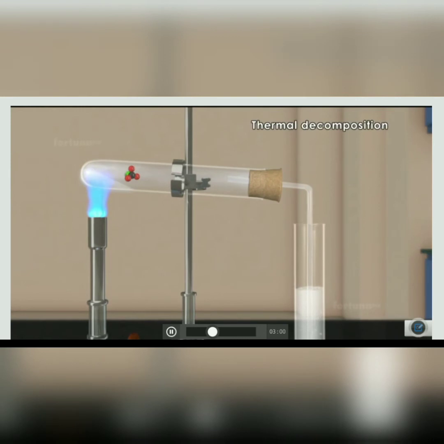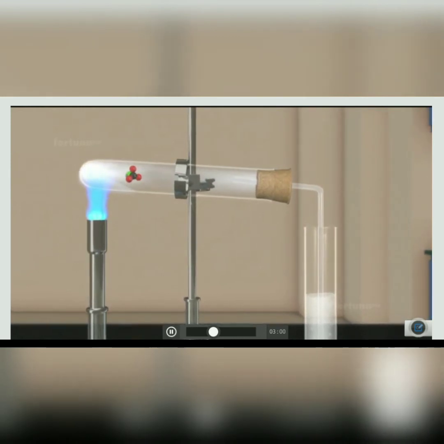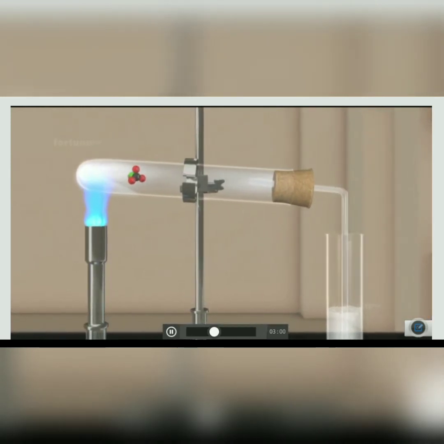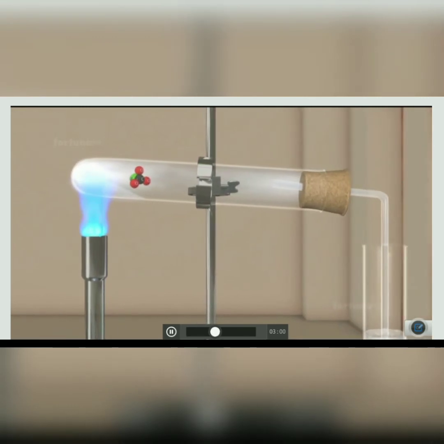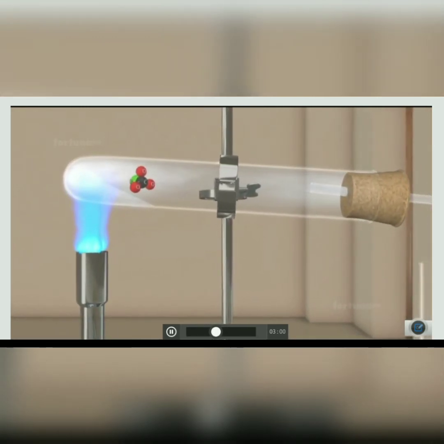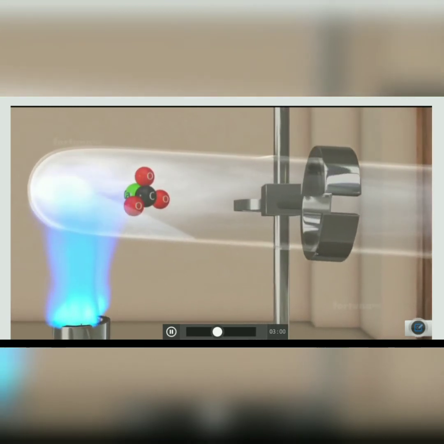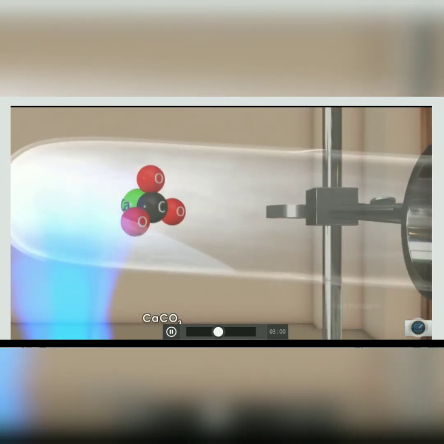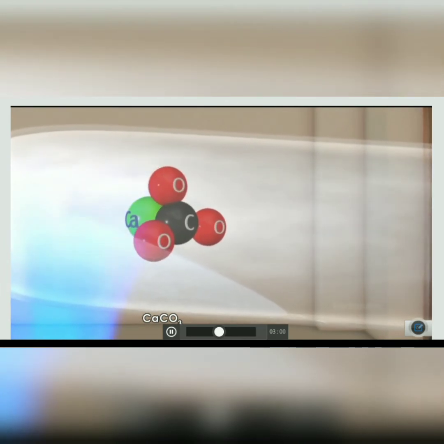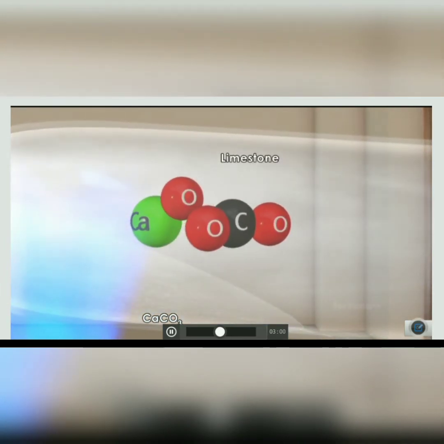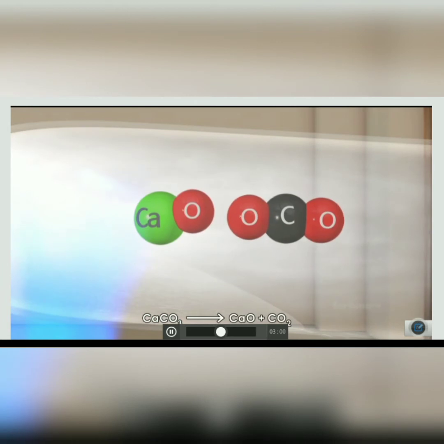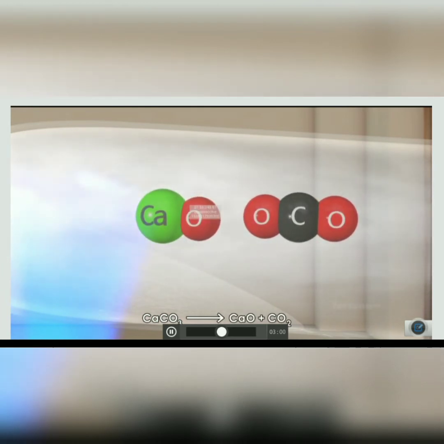During thermal decomposition, a substance is broken down into two or more simpler substances by heat energy. The reaction takes heat energy to break the bonds between substances. When calcium carbonate is heated, it decomposes into carbon dioxide and calcium oxide, which is also known as quicklime. This is an example of thermal decomposition reactions.